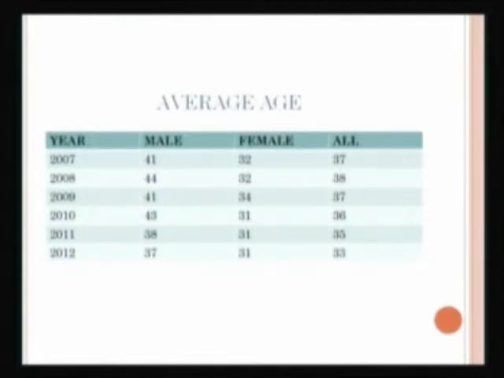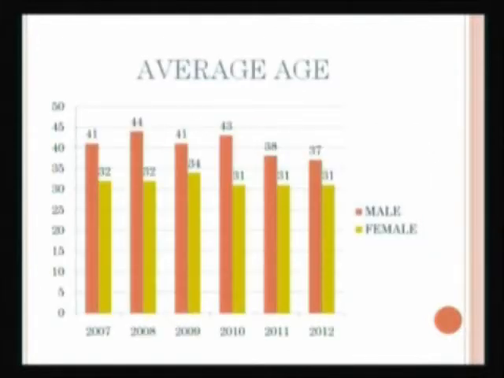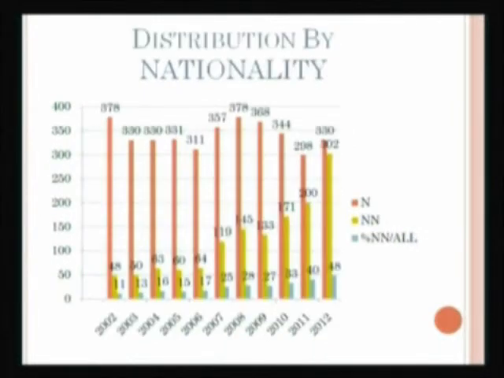Average age in males is 41 and 37. In females, 32 to 31. It's younger than males, but it's due to the non-national TB patient women that are all young homemakers. Average, as you can see, in females is less.